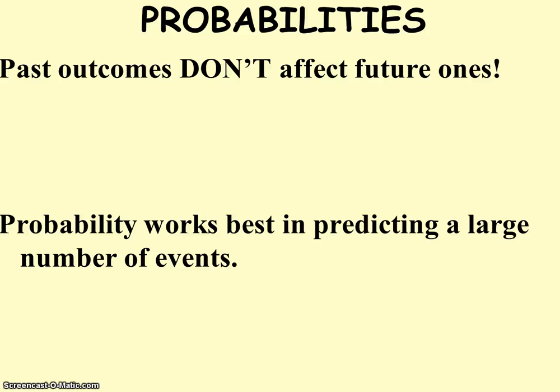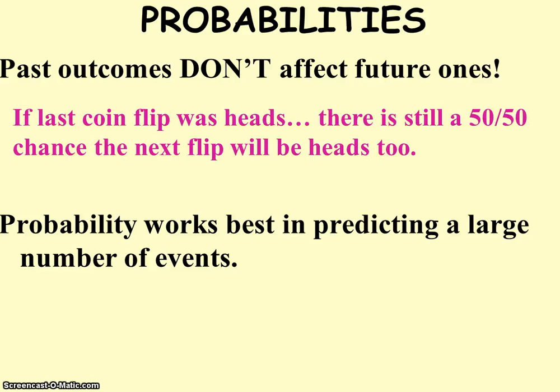Things to remember. Past outcomes don't affect future ones. So if the last coin flip was a head, there's still a 50-50 chance the next flip will be heads too. Same thing when you're thinking about kids. I have a son. It doesn't mean my chances are now higher that I'm going to have a female next time. I still have a 50-50 chance of having a boy or a girl.